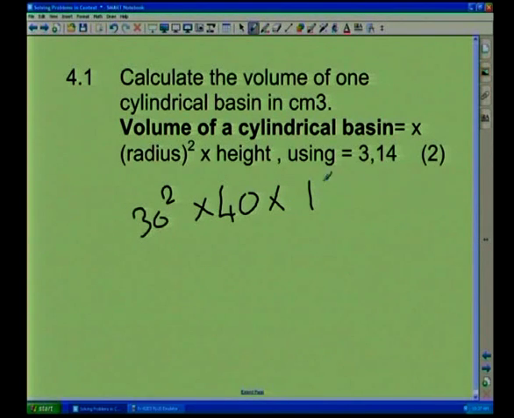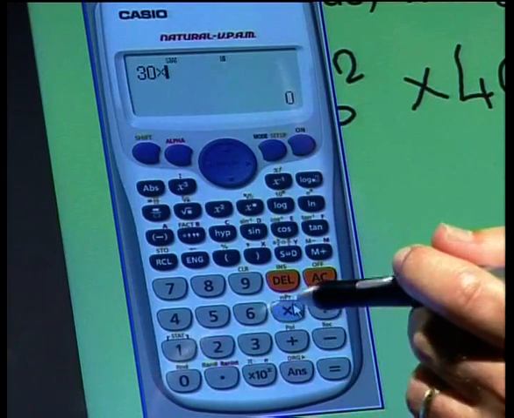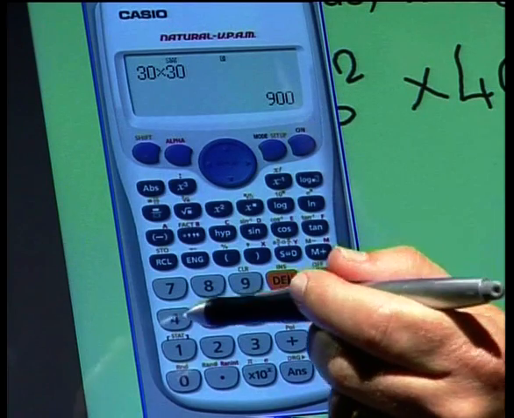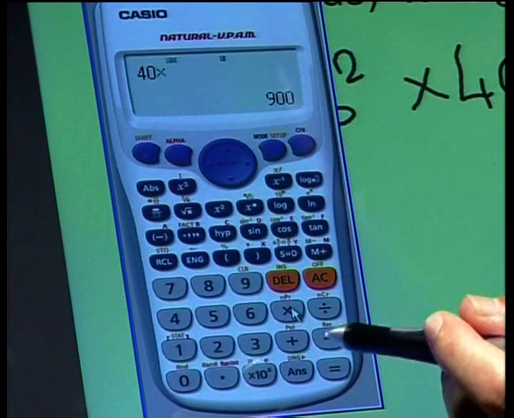Okay? I see they've left out our pi here. Volume equals pi times radius squared times height. And pi, we know, is 3.14. Well, it's only worth 2 marks, and that's why it's just a simple calculation. We're going to multiply on the calculator. 30 squared is 30 times 30. Again, if you want to use the squared function, you can do that with pleasure. On the new calculators, that works a lot better. Multiply by the 40, and we're multiplying by pi, which is 3.14.